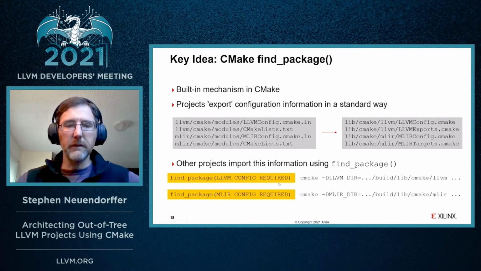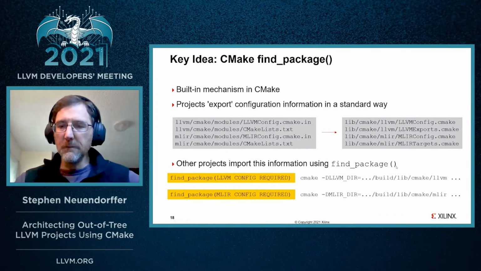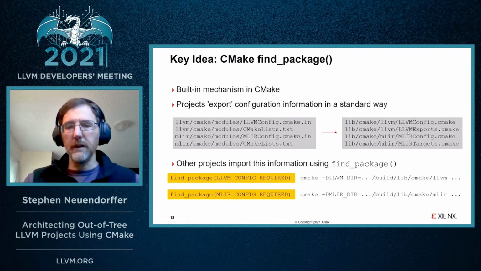And this is required. So if we can't find LLVM, then we just want to fail immediately and not bother going through the rest of our configuration flow. In some cases, you might also have to specify an additional environment variable or CMake configuration variable in order to help CMake to find the right directories for these files. Note that the directory we're specifying here is actually the directory that directly contains the config file.